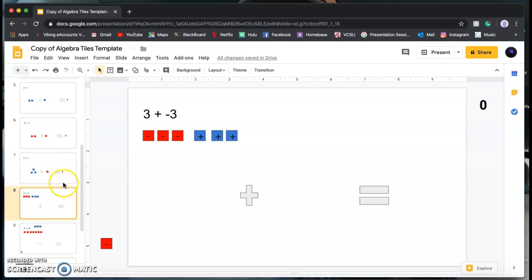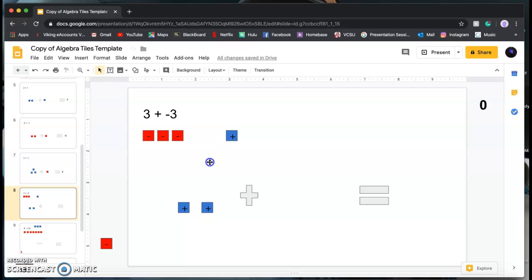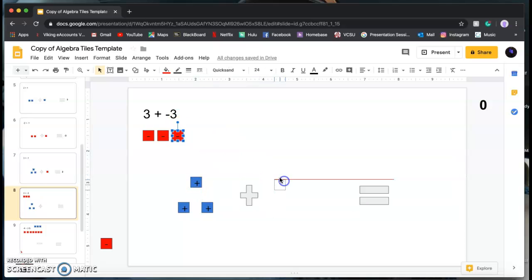And now I'm going to have a positive 3 plus a negative 3. So what I need first is 3 positive tiles to represent the positive 3. And then I need 3 negative tiles to represent the negative 3.